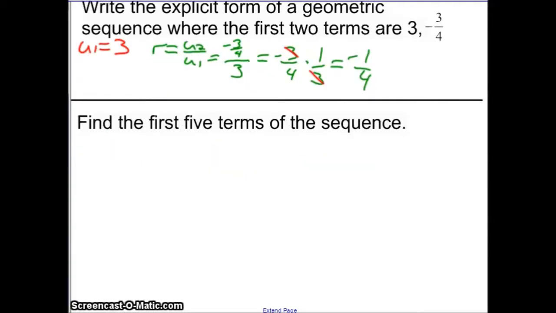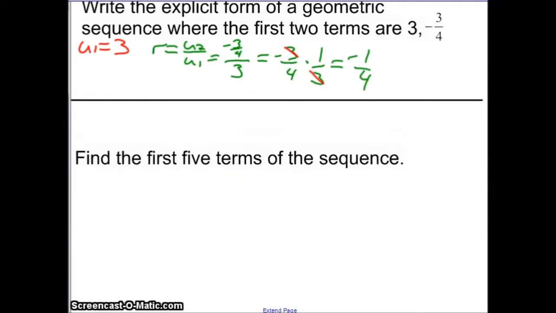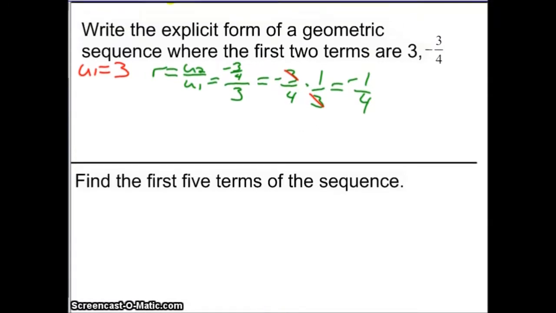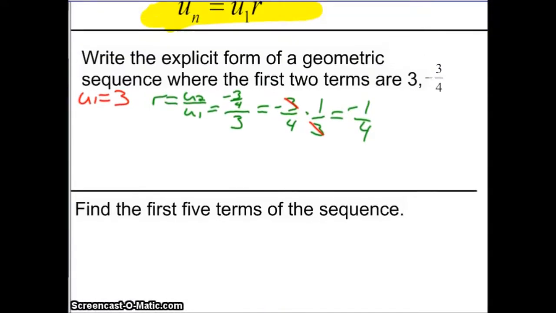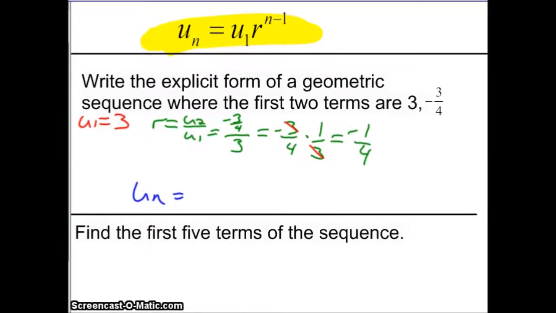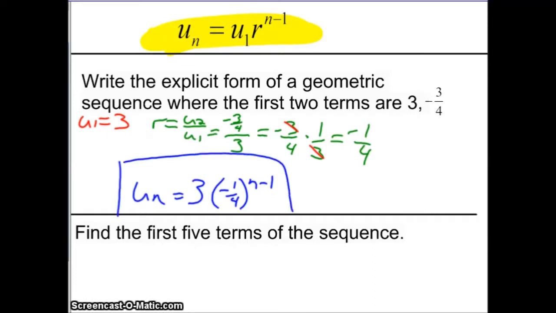I'm just making myself a little bit more room. I'm going to move this down. Okay, so now in blue, I'm writing my formula. So u sub n is equal to u sub 1, which is 3, times the common ratio, which is -1/4, to the power of n minus 1. So that is the formula for the geometric sequence that was described.